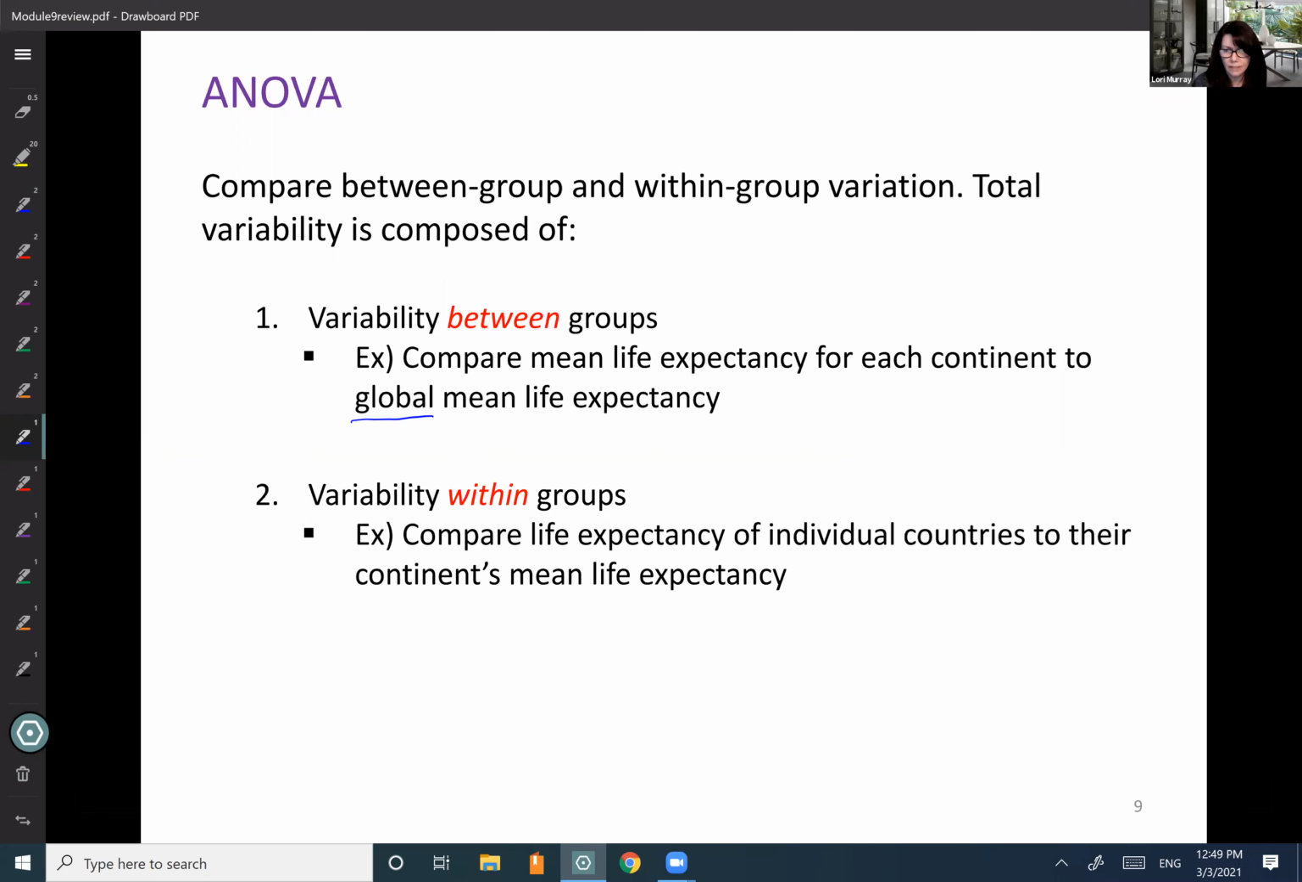That would be the mean of all the countries, 193 countries. And so we could compare the mean life expectancy for each continent to that global mean life expectancy. Two, we could also look at the variability within groups, and that would be, for example, comparing the life expectancy of individual countries to their continent's mean life expectancy. So we have 2 sources of variation, between the groups and within the groups. And when you add them together, we get the total variability.